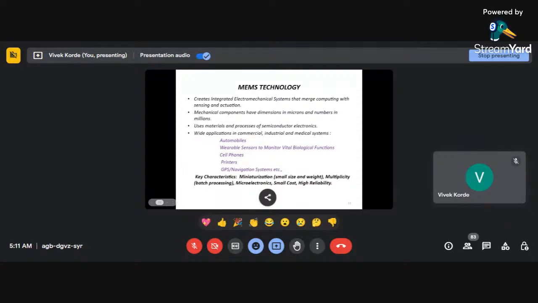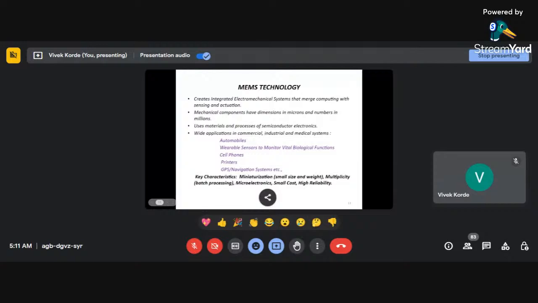Now, this MEMS technology creates integrated electromechanical systems that merge computing with sensing and actuation. See here, sir, this is very smart integration of electronics and sensors. That means it is a combination of three processes, and mechanical components have dimensions in microns and numbers in millions. See here, that means we can handle several micro size objects with these properties together.